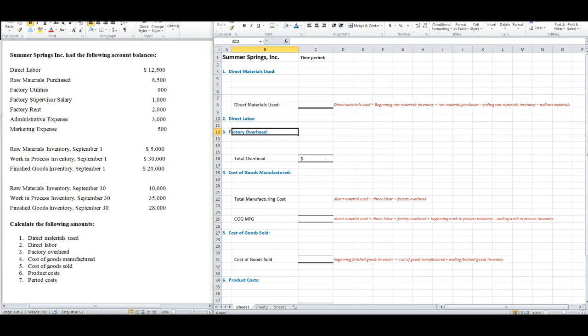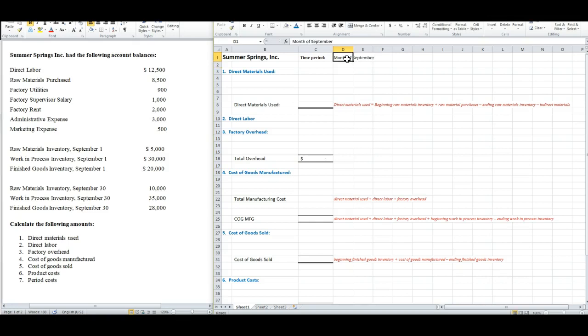But the first thing we need to know is, what is our time period? The time period could be a year, it could be a month, it could be a quarter. We need to know the time period so that we can determine what is beginning inventory and what is ending inventory. According to this, it looks like everything is September, so we see that we have September 1st and September 30th. So that tells me that the time period is the month of September.